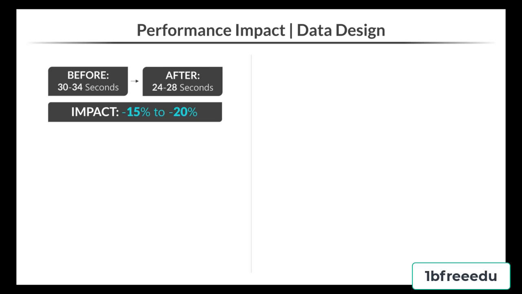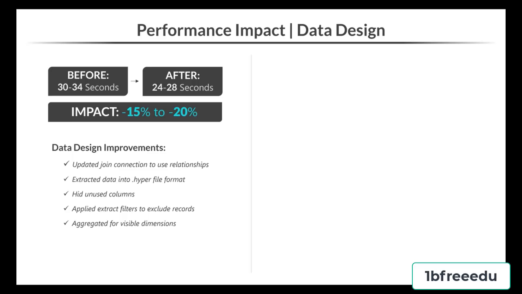This result suggests that most of our problems are less associated with the data source and data model, and more with the other sections that we'll be optimizing, including filtering, calculations, and visuals. However, this is a good improvement for a first cut. Some of the data design improvements that we initialized were updating join connections to use relationships, extracting into a hyperfile format, hiding unused columns, applying extract filters to exclude records, and aggregating for visible dimensions.